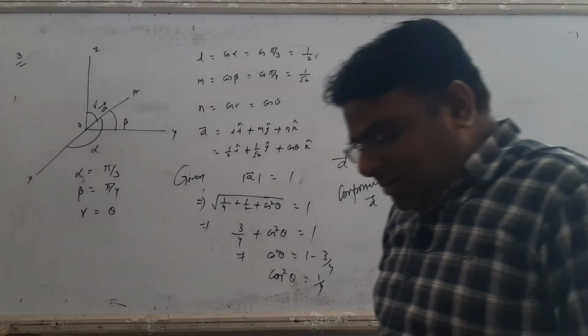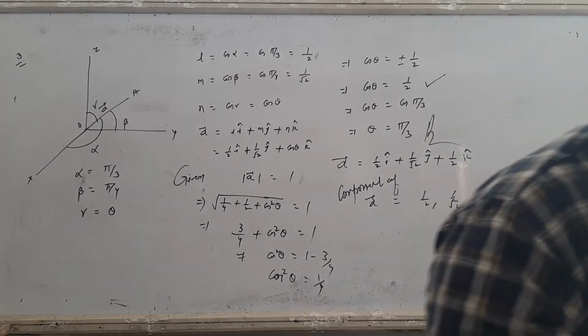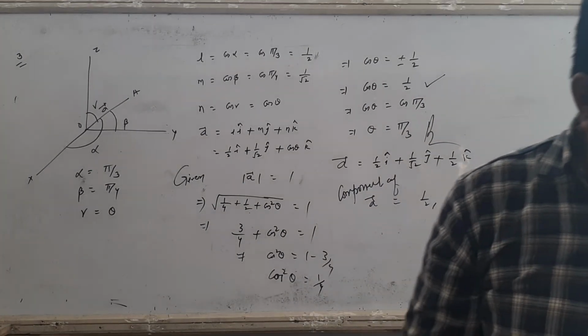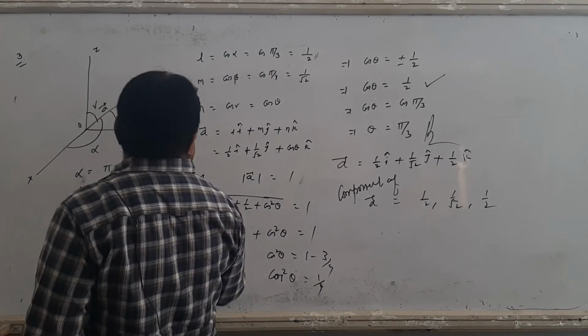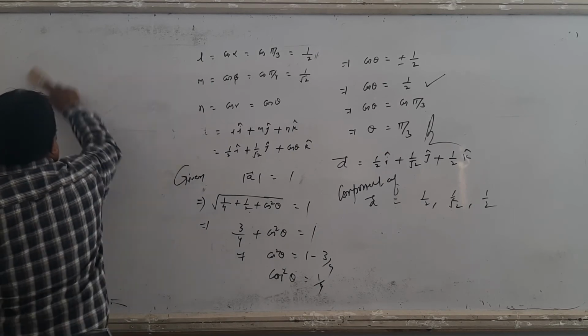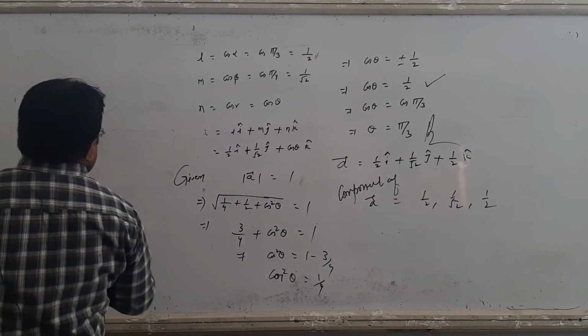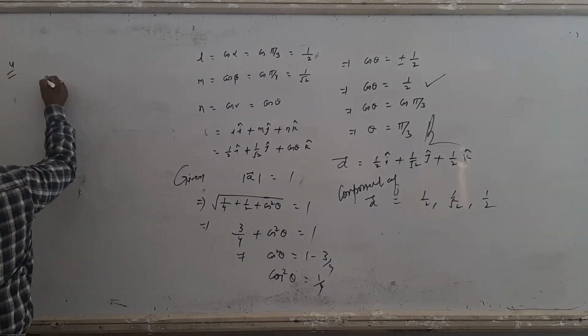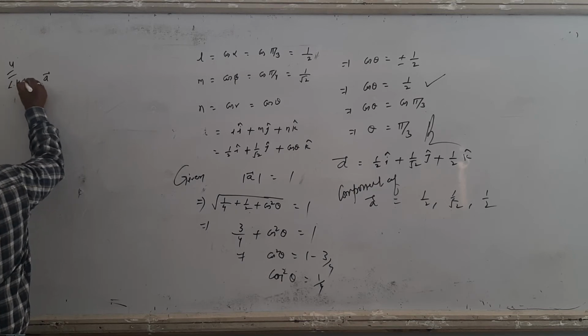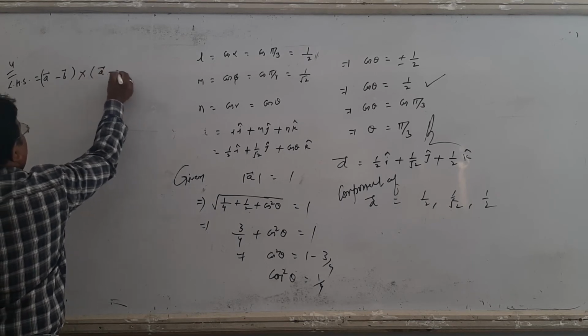Show that (vector A minus vector B) cross (vector A plus vector B) equals twice of vector A cross vector B. Now we have to prove it. Taking the left hand side, which is vector A minus vector B cross vector A plus vector B.